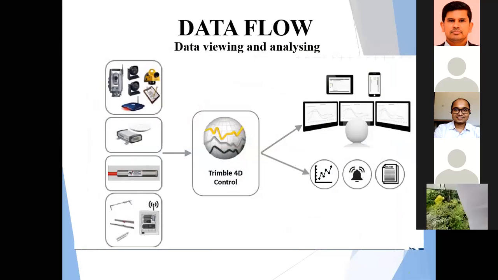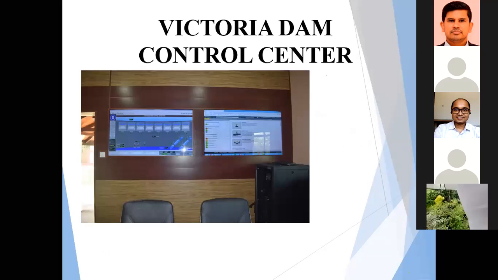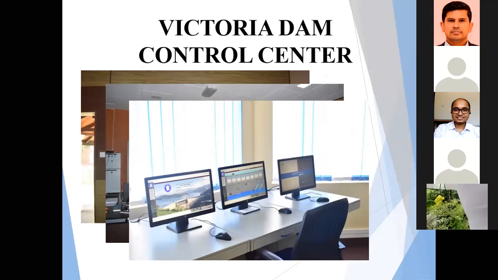And this is how the data flow occurs. All instruments go to the Trimble 4D control system. Then we can view, analyze, and get alarms, notes, and prepare reports from that control system. Victoria Dam Control Center. This is the control room. We are getting all the instrument data, all the gate monitoring data, all monitored 24 hours in this main control room.